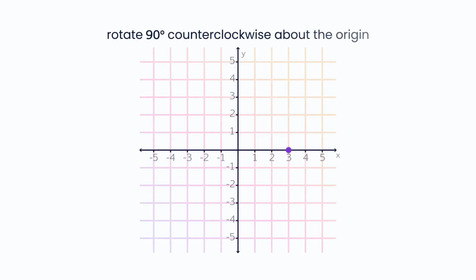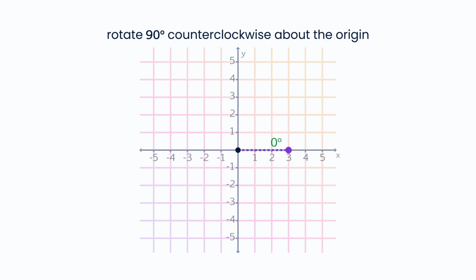You're asked to rotate the point at 3, 0, counterclockwise about the origin by 90 degrees. Start by drawing a line segment from the center of rotation to the point. The origin is the center of rotation in this case, so the line segment will go from here to here. In this case, it overlaps with the x-axis. Remember to keep in mind the direction of rotation. You're asked to rotate it counterclockwise, which is in this direction.